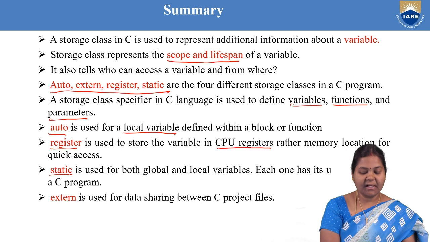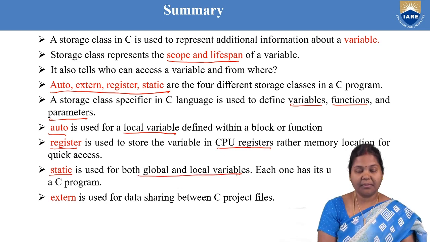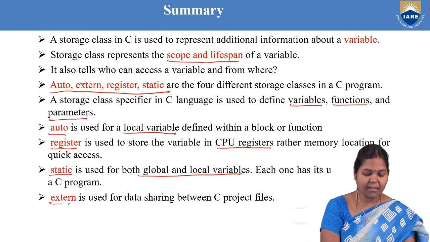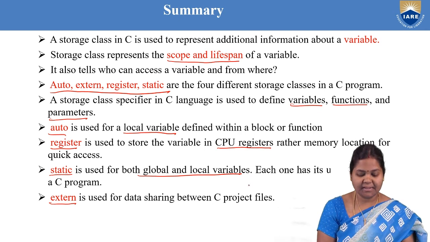Then static storage class is used for both global and local variables. The local variables will retain their value throughout the function calls, and if it is global, then it can be retained throughout the program. Then the last type of storage class is called external storage class, which is used for data sharing between different C files. So you can declare some functions or certain parameters or certain variables which you can share across the different C files. So these are the usages of different storage classes in C language.